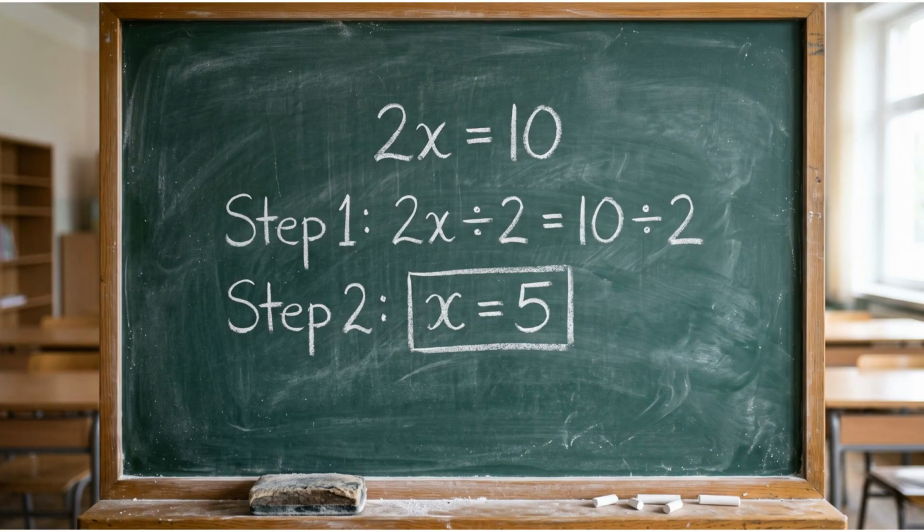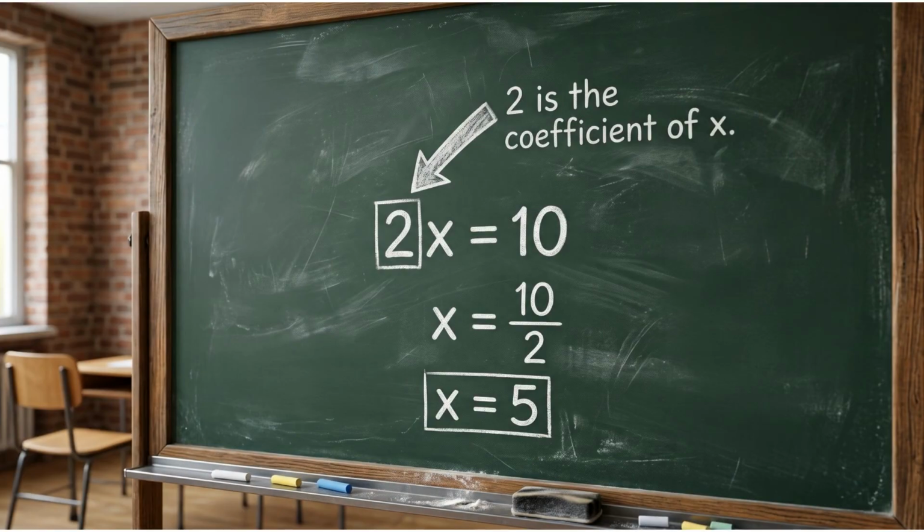Here is a simple example. 2x equals 10. Our goal is to isolate x by performing the inverse operation. In the equation 2x equals 10, the number 2 is the coefficient of x. We divide both sides by 2 to find that x equals 5.